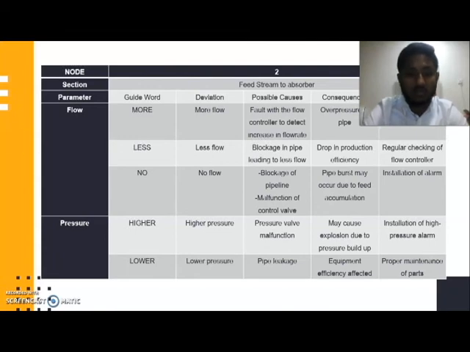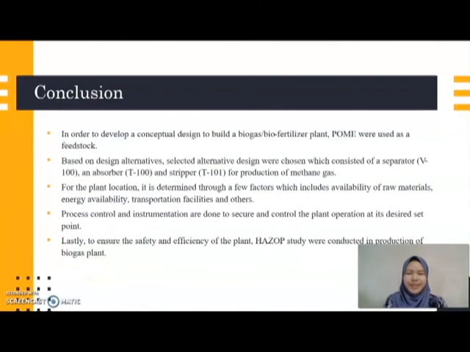That's all. Thank you. Alright, for the conclusion part, in order to develop a conceptual design to build a biogas and biofertilizer plant, palm oil mill effluent was used as a feedstock, and based on design alternatives, the selected alternative design chosen consists of a separator, absorber, and also stripper for the production of methane gas.